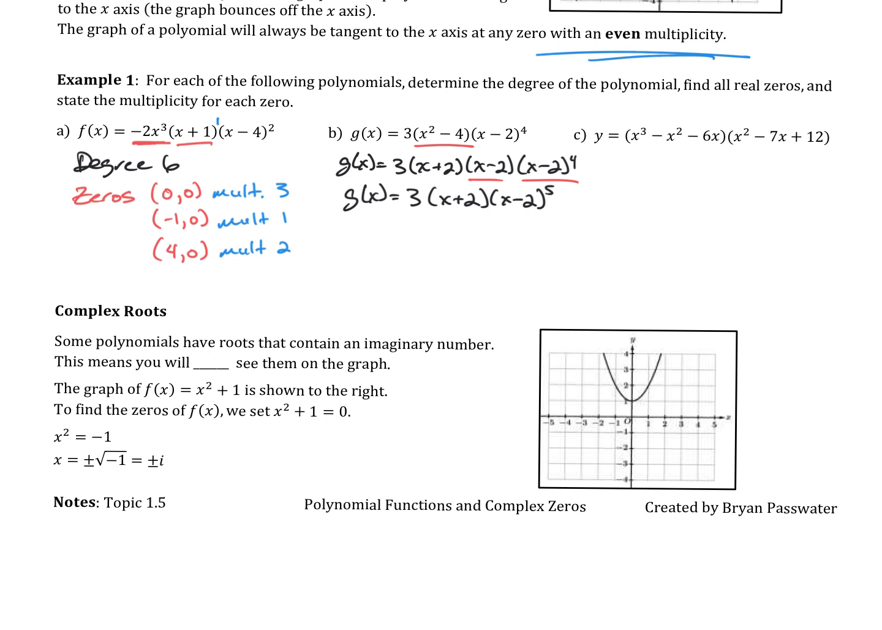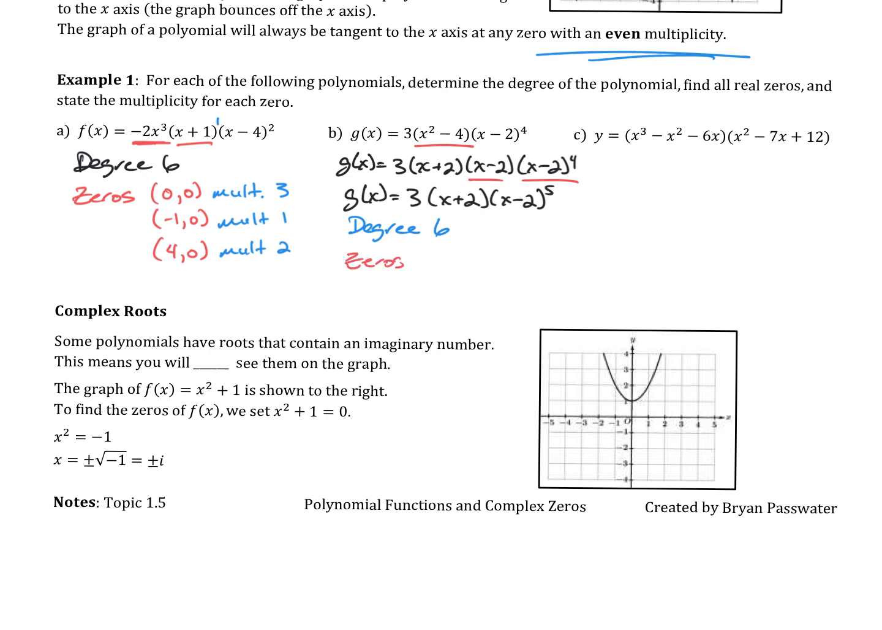All right, and so what's my degree of this function now? All right, so do I have any variables here? No, so I don't need to worry about that one. Do I have any powers here? Yes, what is this? 1, and then I have 5, so what's my degree of this whole thing? 6. And so now let's find our zeros.